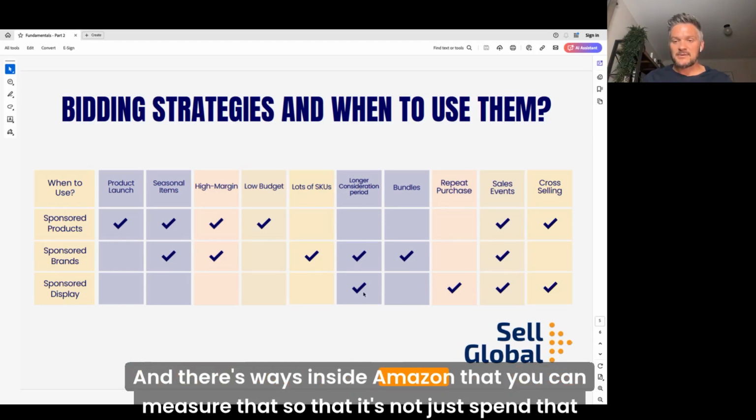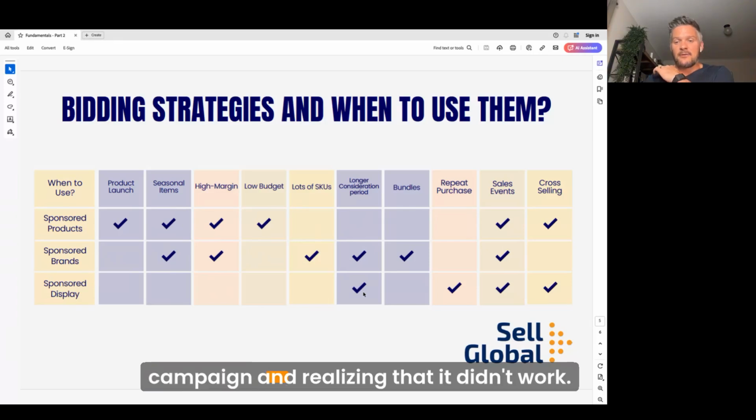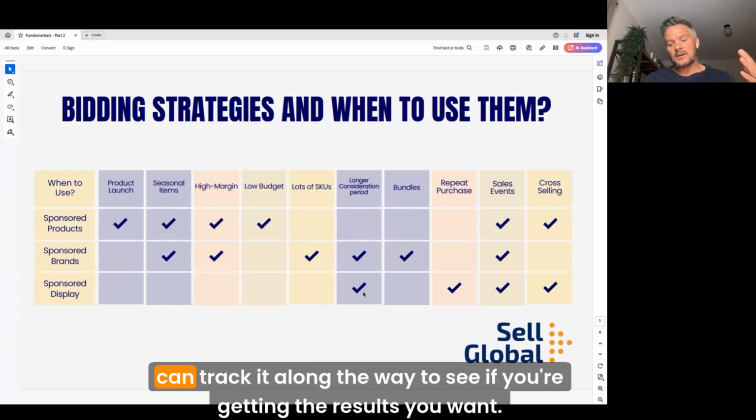And there's ways inside Amazon that you can measure that, so that it's not just spend that you're spending without knowing whether it's working, or getting to the end of the campaign and realizing that it didn't work. You can track it along the way to see if you're getting the results you want.